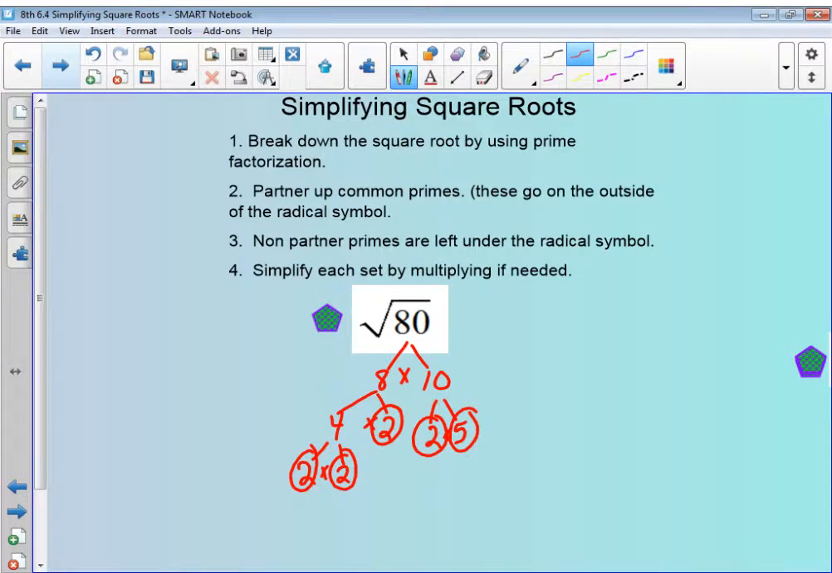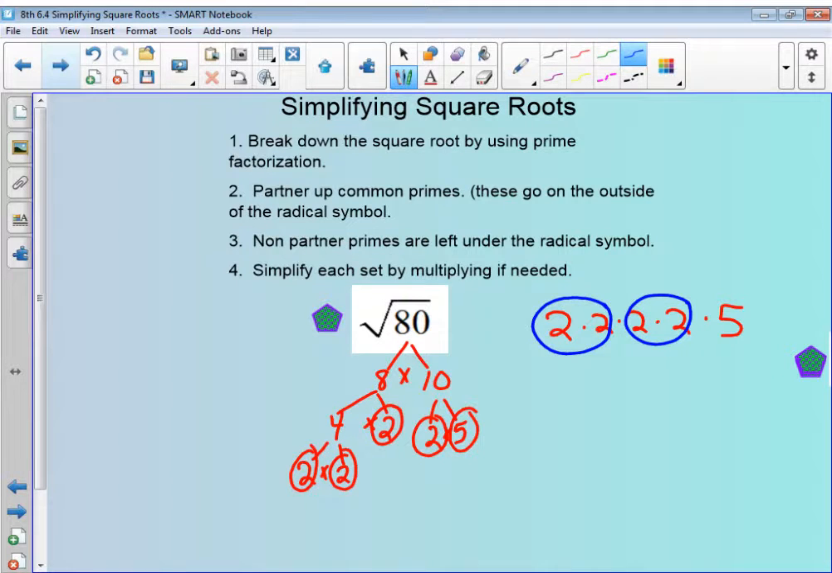So I'm going to go ahead and write this out so that I can see all of the numbers in a row. So 2 times 2 times 2 times 2 times 5. Now, I know that I could write that out as 2 to the power of 4, which is how you would see it if they just asked us to do the prime factorization. The reason I'm not going to have you do that is now my next step is I'm going to go ahead and partner up common primes. So numbers that are the same, I'm going to put them into pairs. Okay, so let's see. Here's a pair of 2s. Here's a pair of 2s. And then I have a 5 left over.